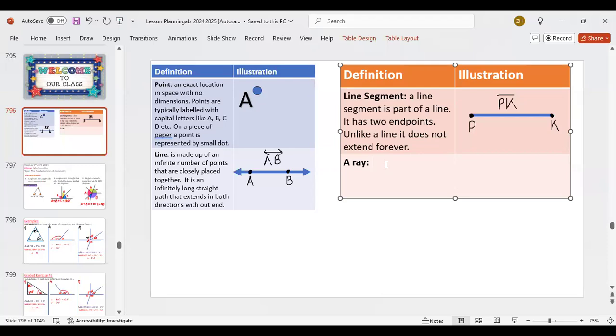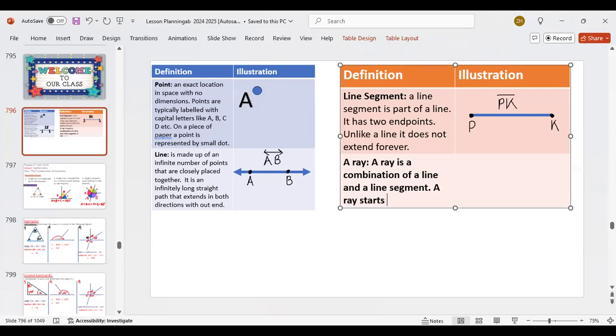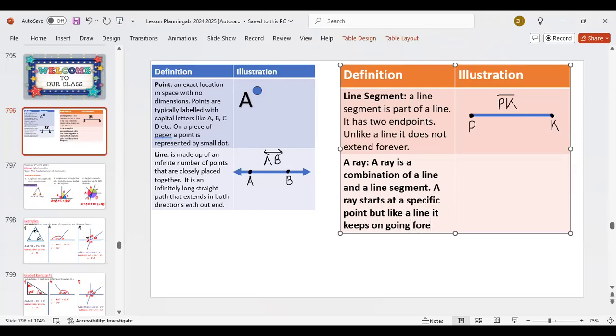All right. So a ray is a combination of a line and a line segment. A ray starts at a specific point, but like a line, it keeps on going, forever in one direction. In one direction. And so we have the ray.